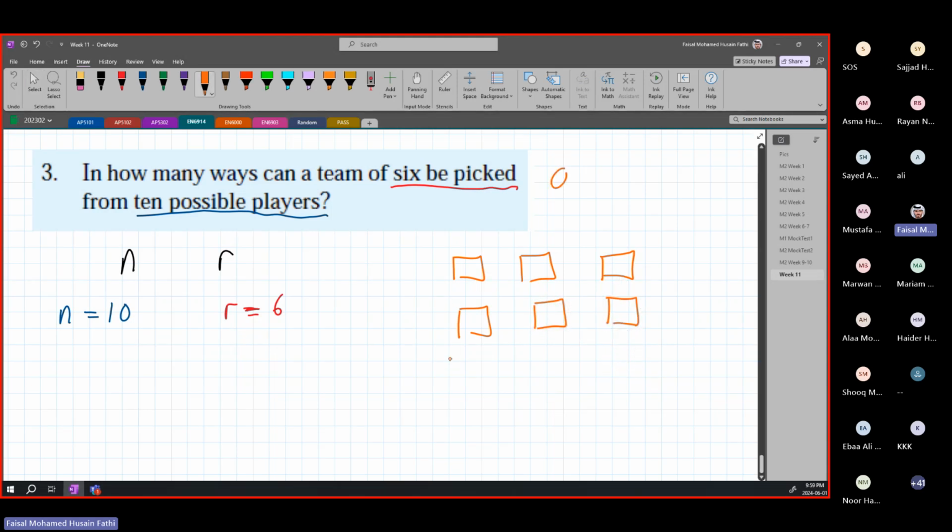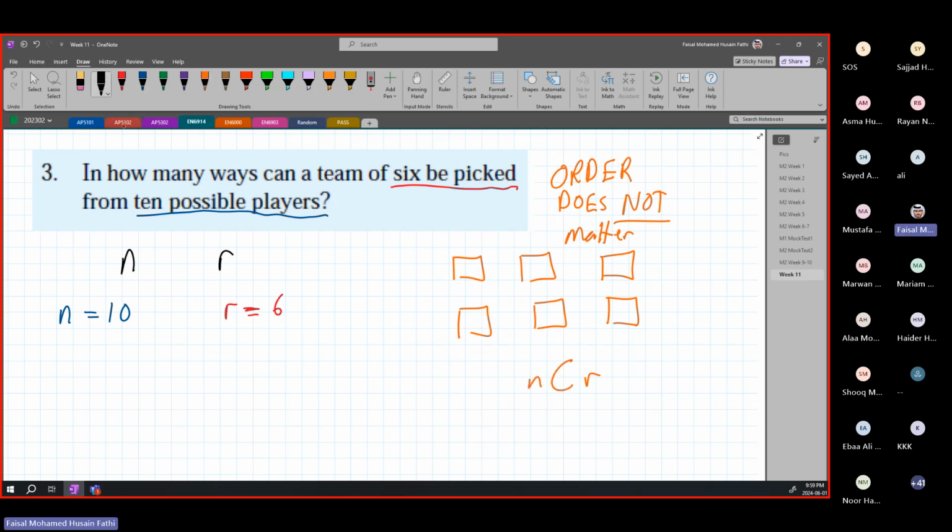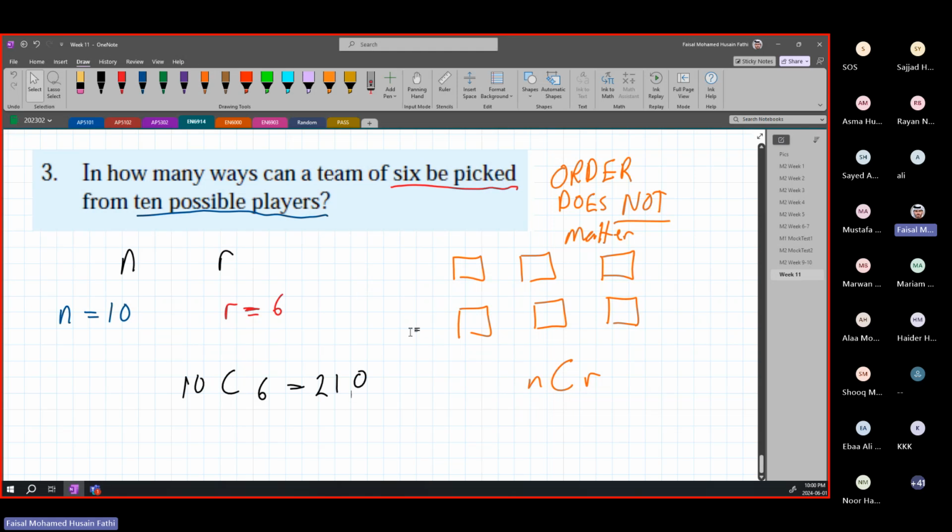In other words, order does not matter. So we will be using nCr. So this will be n, which is 10, combination of 6, and that will be 210 different ways you can select 6 players from 10. Okay, that is basically how it is.